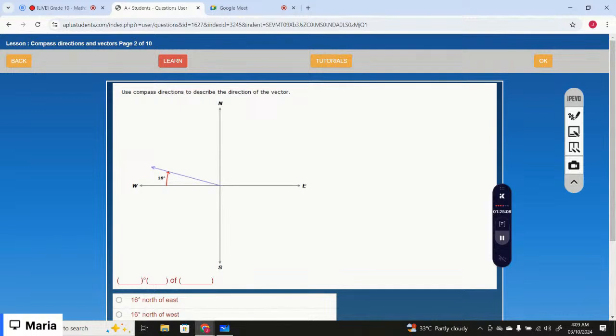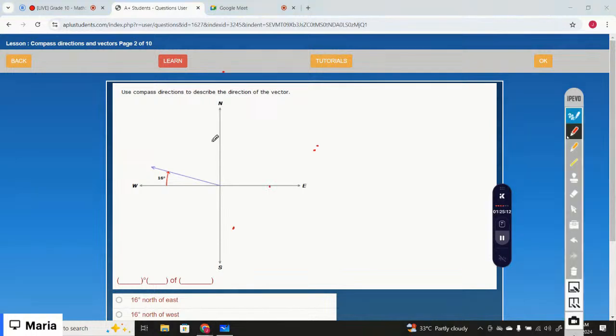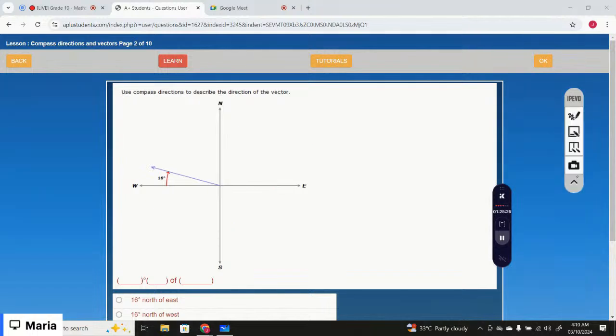Use compass direction to describe the direction of the vector. So the vector is between west and north, right? And the arrow is pointing towards north. So that is 16 degrees north of west. Got it? That is 16 degrees north of west, because the angle is between north and west. So that is 60 degrees north of west.